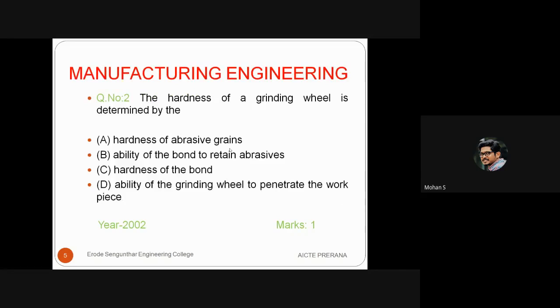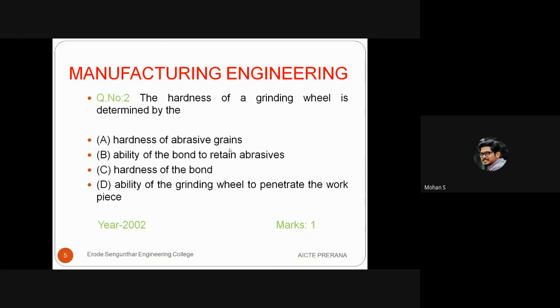The second question is on the hardness of the grinding wheel. It is from the year 2002, and this question also carries 1 mark. The question is: the hardness of the grinding wheel is determined by what? Let us see what options they have given.